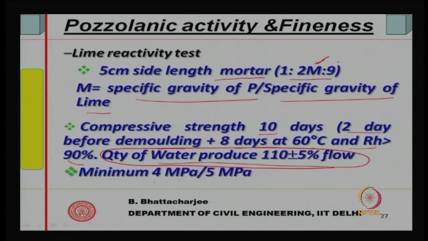The minimum should be 4 MPa, and 5 MPa for use in cement or concrete, 4 MPa for non structural work, etc. So this minimum value is specified; the cube strength should come to 4 MPa after 10 days. So you test the pozzolana with lime, the standard test you perform, and it must give you a minimum strength specified by the code.